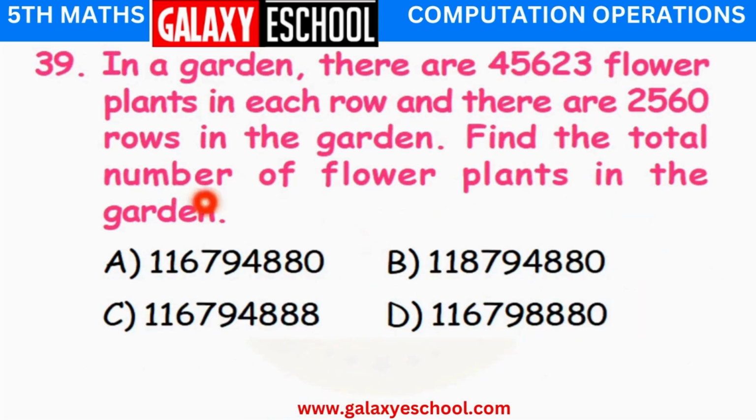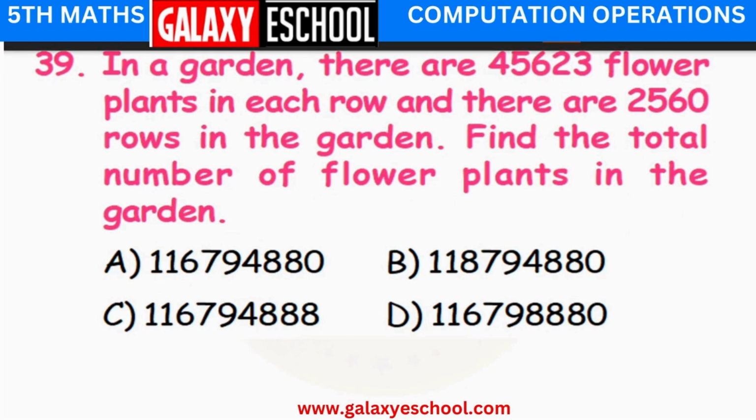Next question number 39. In a garden there are 45,623 flower plants in each row and there are 2,560 rows in the garden. Find the total number of plants in the garden. It is a very simple question, right children? The number of plants in each row is given and also the total number of rows. Now we should find out the total number of plants in the garden. How will we do that?